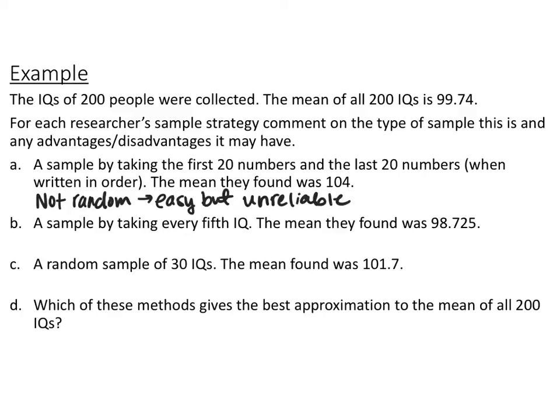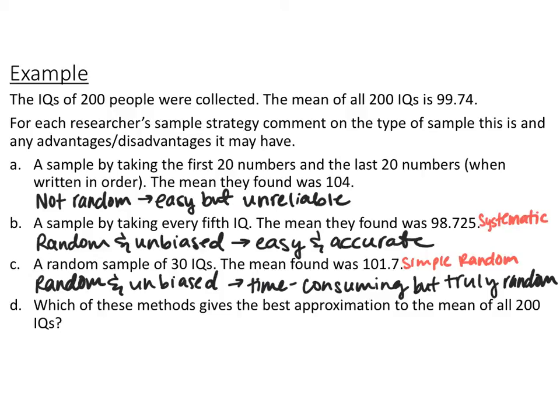For part A, a sample is taken by taking the first 20 numbers and the last 20 numbers when written in order, and the mean they found was 104. So this is not random. It's a really easy way to collect a sample, but it's not random. You're looking at the lowest 20 and the highest 20, but it doesn't necessarily give you a good view of the entire population. So if you haven't already done so, go ahead and pause the video and do B through D.